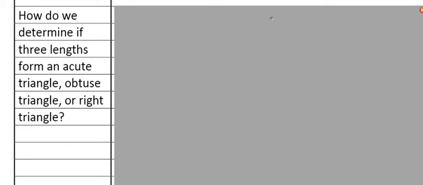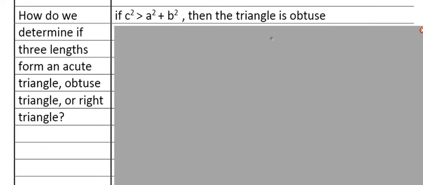Now we can tell a lot about a triangle once we've determined if the side lengths make a triangle. We can determine if the triangle is obtuse, acute, or a right triangle. So our next study question is: how do we determine if the three lengths of a triangle form an acute, obtuse, or right triangle? If a triangle is obtuse, then the formula c squared is greater than a squared plus b squared will be true.